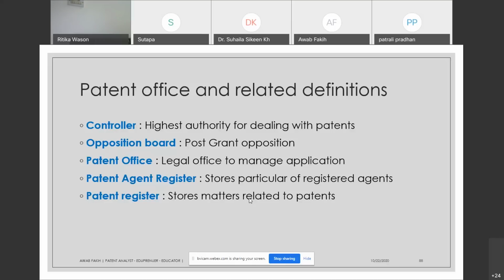As of now, we have discussed three important things: the controller, the examiner, and the patent office. Now let's talk about the patent agent.